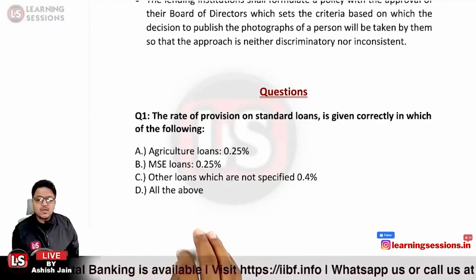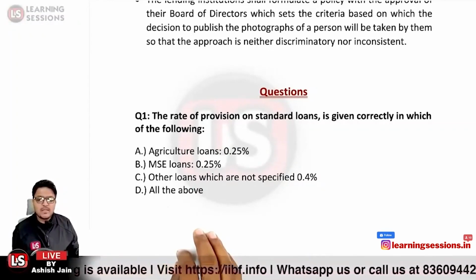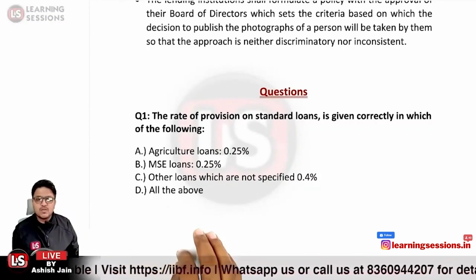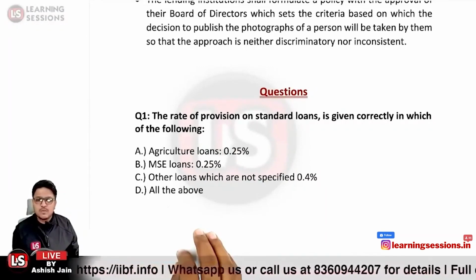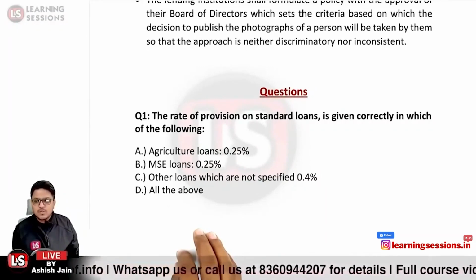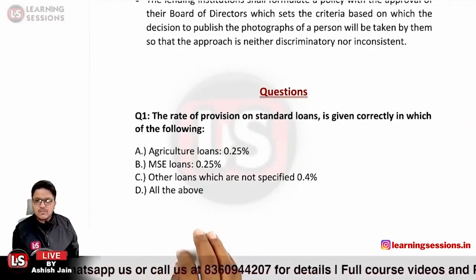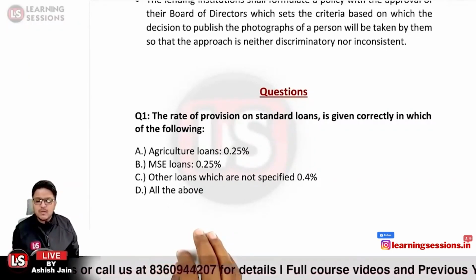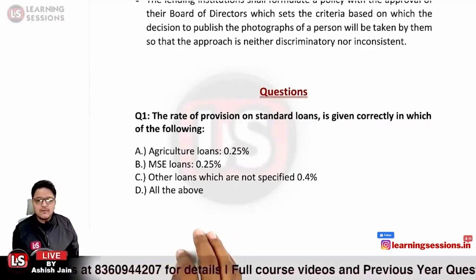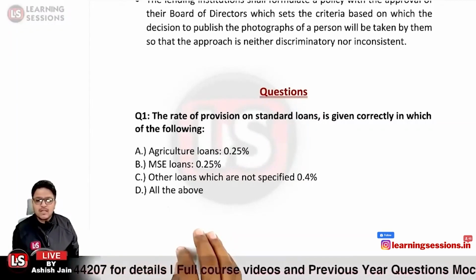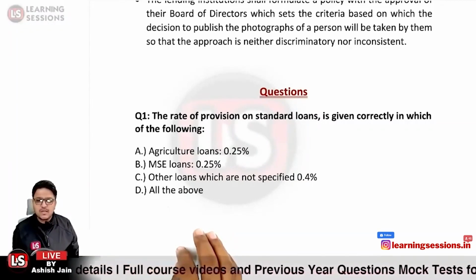Option A says agriculture loans 0.25%, MSME loans 0.25%, on other loans which are not specified 0.40%, option D all of the above. So I told you already that even in the case of the standard loans, the provision is to be created. What would be the right answer over here? Kindly please do answer at the earliest.